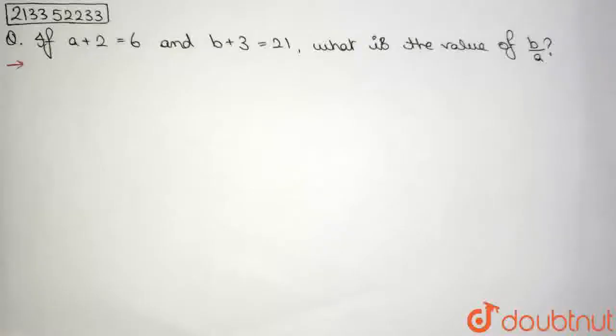Hello friends, welcome. The question states, if a plus 2 is equal to 6 and b plus 3 is equal to 21, what is the value of b upon a? So this is a relatively easier question, and our objective for this particular question is to solve it quickly.